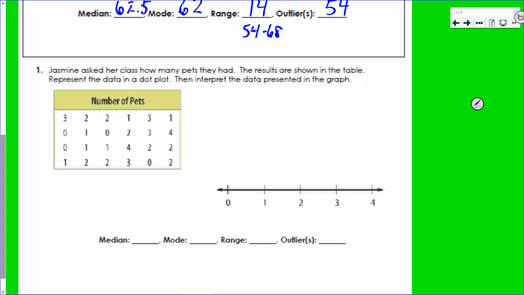Gavin asked the class occupancy. The results are shown in the table. Represent the data in a dot plot. So we're now going to make a dot plot on this data. Okay? We're going to go through the exact same process.